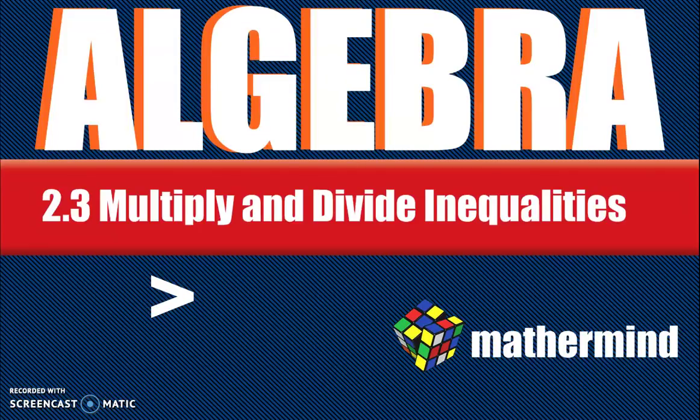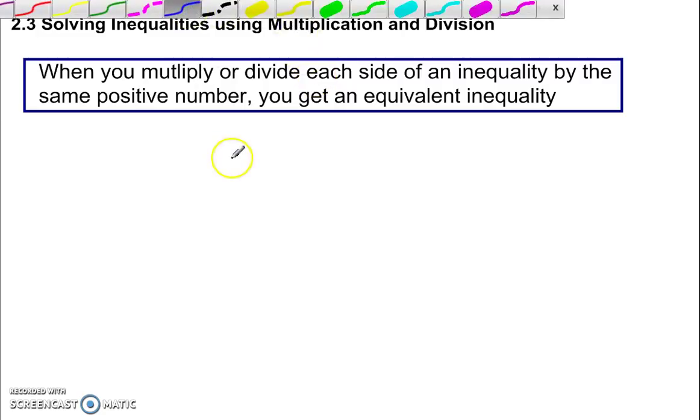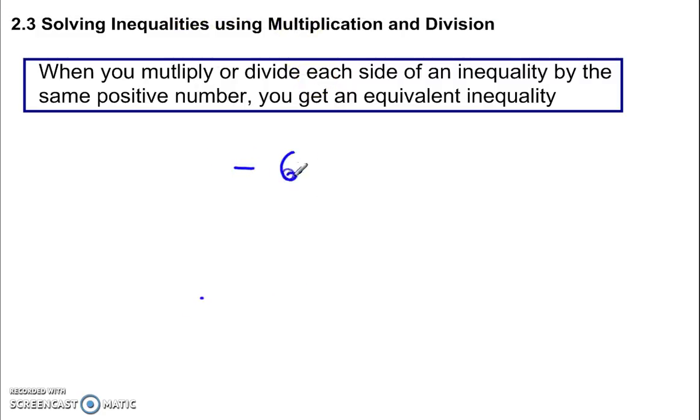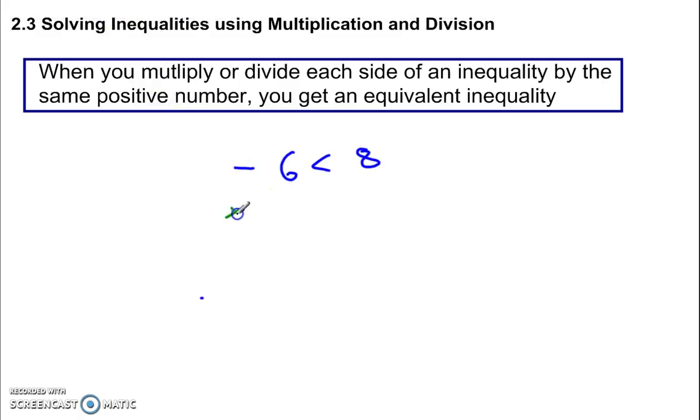All right, quick lesson here on multiplying and dividing inequalities, Chapter 2, Section 3. When you multiply or divide each side of an inequality by the same positive number, you get an equivalent inequality. For example, if I have -6 less than 8, I can multiply each side by 2. Multiply this times 2, multiply this times 2, then I get -12, and that is still less than 16.